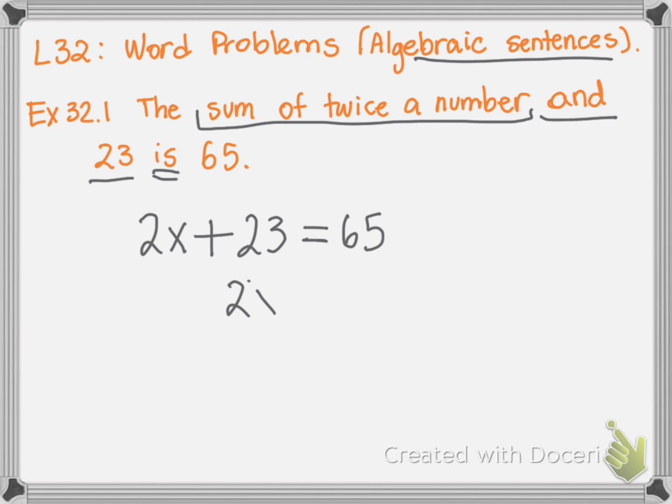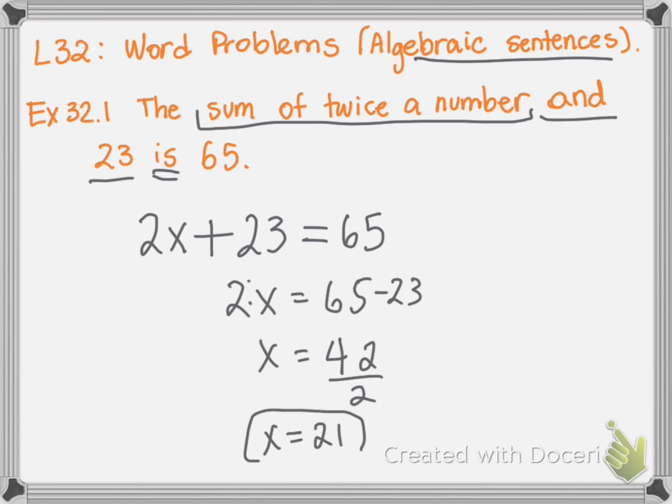So we'll pass the 23 to subtract because it's adding, so it goes to subtract. And once we subtract, then the 2 that is multiplying, we pass it to divide. And our answer is 21. So the number is 21.